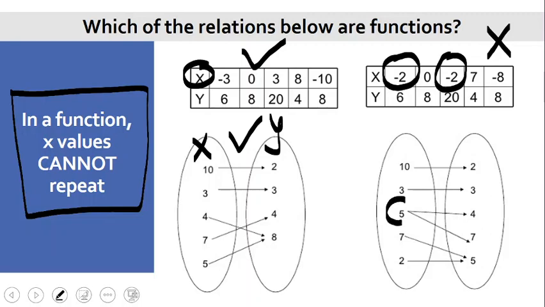But look at this one. This is the x and the y. Look at this -5. The value of -5 has two arrows going out from it. That means this is not a function.